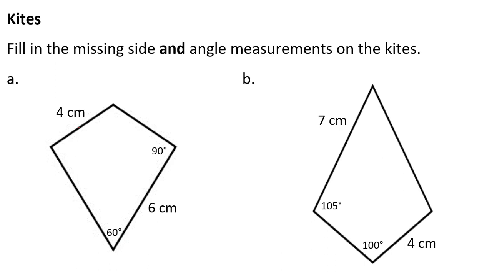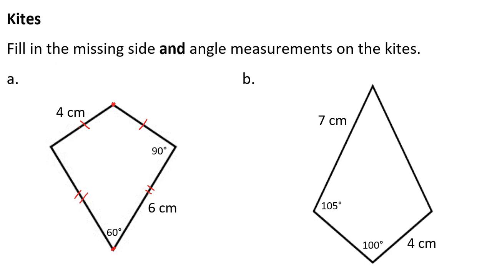In an activity done in class, the students discovered that kites have pairs of adjacent sides that are equal. And by adjacent, we mean sides that are next to each other or share a vertex. For example, in this first shape, I have these two sides that are congruent and they share that vertex. I also have these two sides that are congruent and they share this vertex.